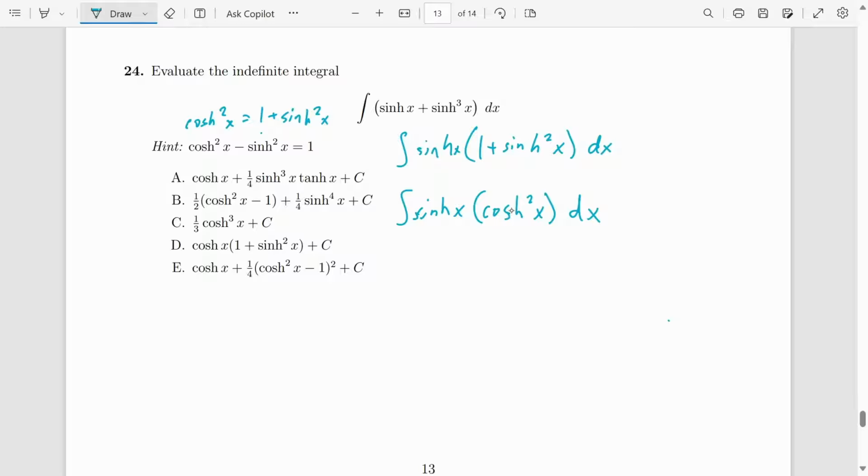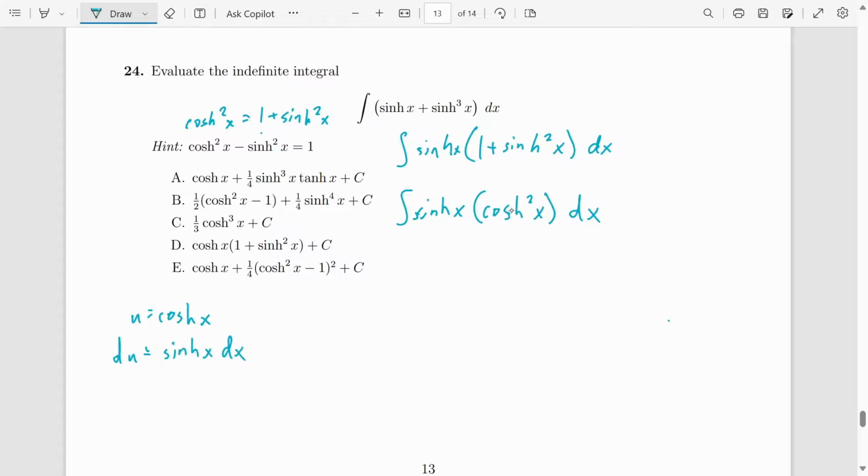Now what we can do here is, I believe a little u substitution would be useful. So we can go ahead and select our u. I think a good one would be cosh. So we could do u equals cosh x. Then taking its derivative gives us du equals the derivative of cosh, which is sinh.